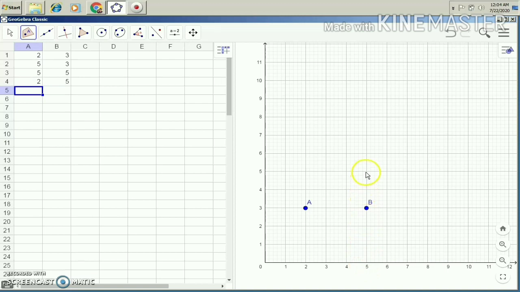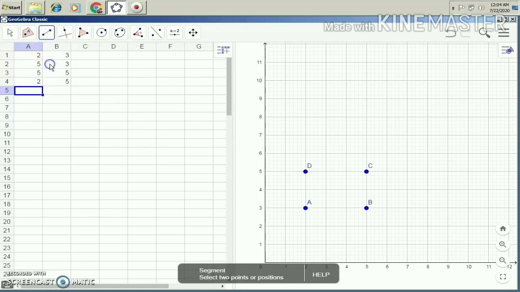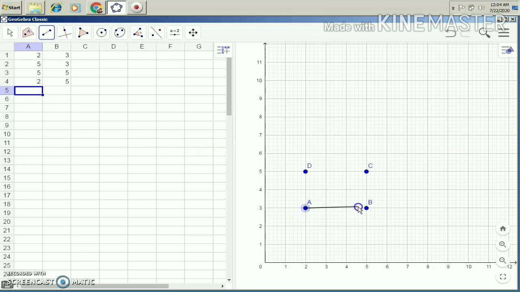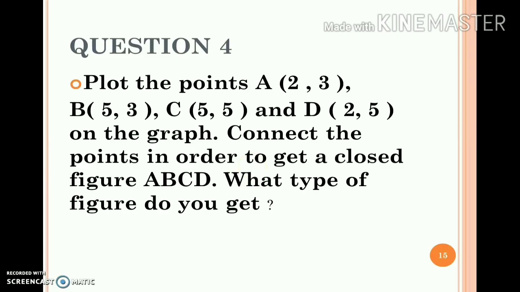Next point is (5, 5). Yeah, here we get point C. Then D is (2, 5). Here we get point D. Now we have to join all the points in pairs. Let's begin with A to B, then B to C, C to D, then D to A. What figure do we get? We get a rectangle. So we'll write in the end, ABCD is a rectangle.